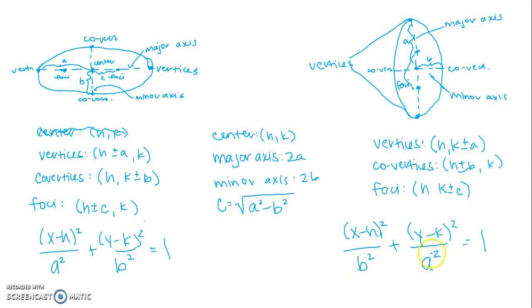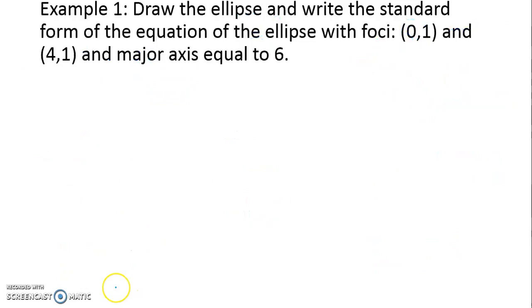Notice that in both situations, c is actually not part of the equation, so when you're trying to figure out where foci go, you do have to use this c equals the square root of a squared minus b squared. One thing that's important to note, a is always greater than b. Always, always, always. So whichever one's bigger, that's going to be your a.